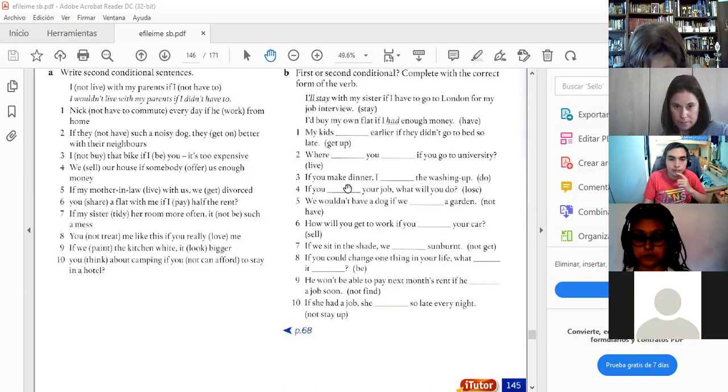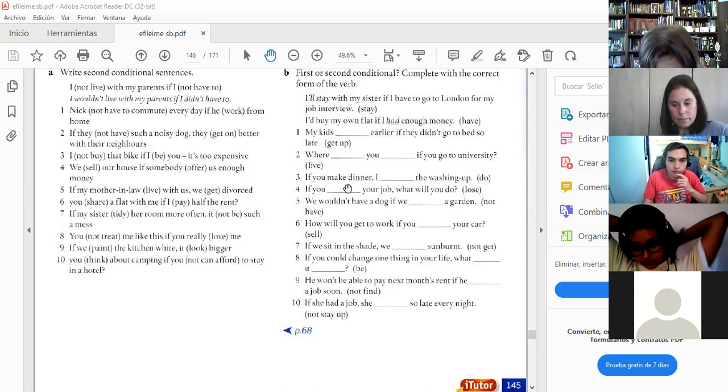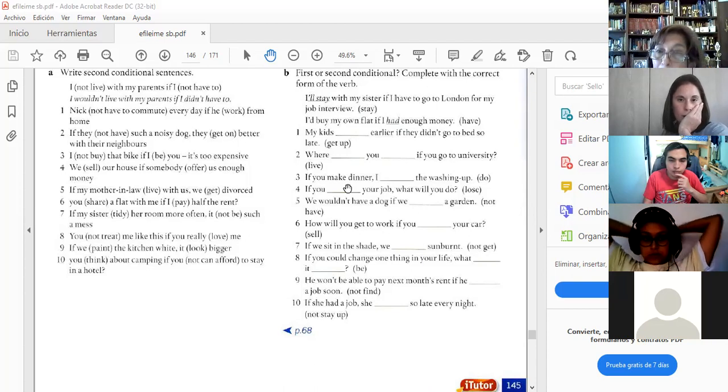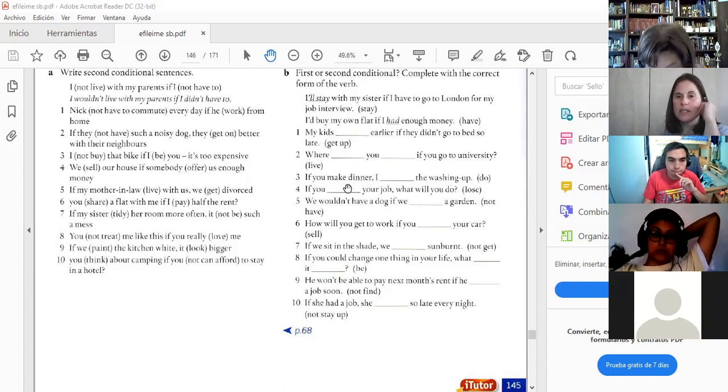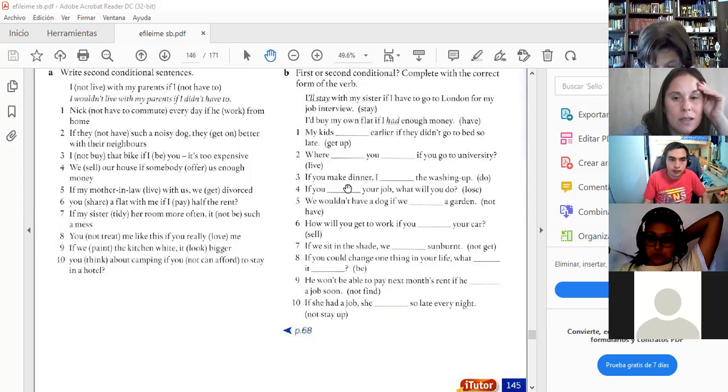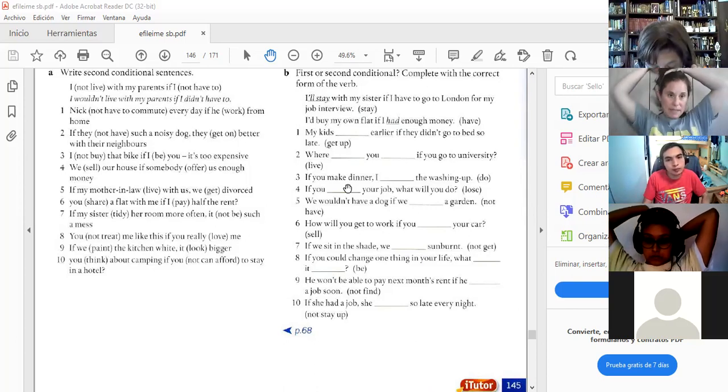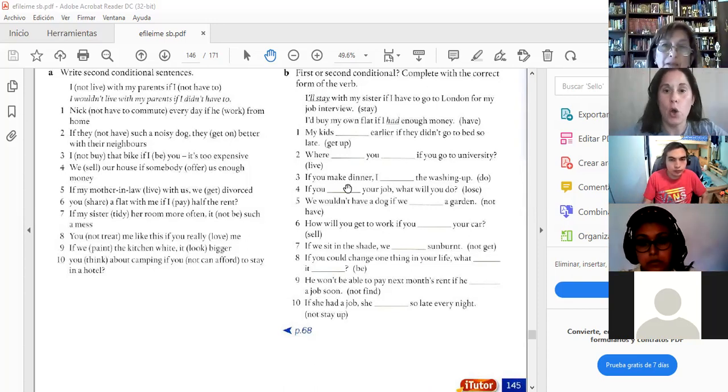Okay, Marta, 5. We wouldn't have a dog if we don't have a garden. In the first part, you have wouldn't, Marta. So in the second part, we should have past simple, right? ¿Cuál es el auxiliar que usamos en pasado? En presente es do y does. ¿Y en pasado? Did. Okay, so we wouldn't have a dog if we didn't have a garden.